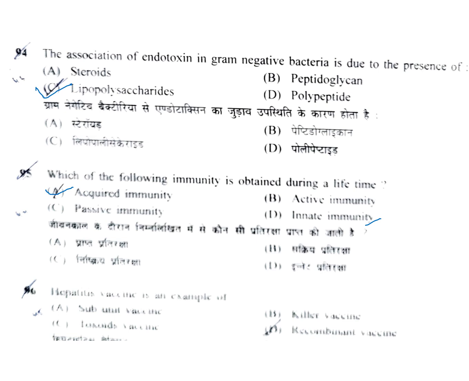Now the next question is about the hepatitis vaccine. Hepatitis is a viral disease. Is the hepatitis vaccine an example of a subunit vaccine, killed vaccine, toxoid vaccine, or recombinant vaccine? The hepatitis vaccine is the first recombinant vaccine. The first recombinant vaccine was developed against hepatitis.